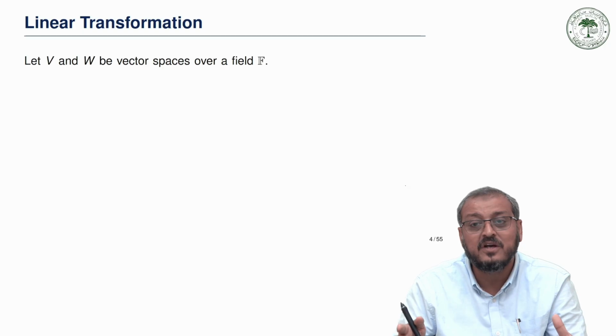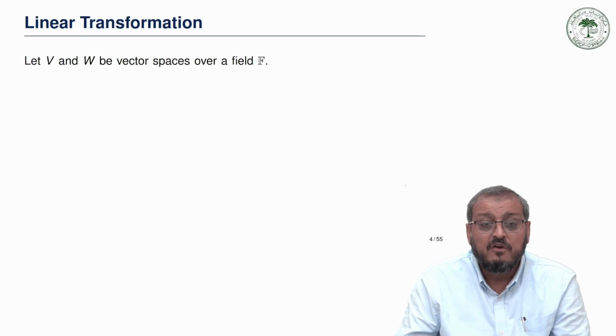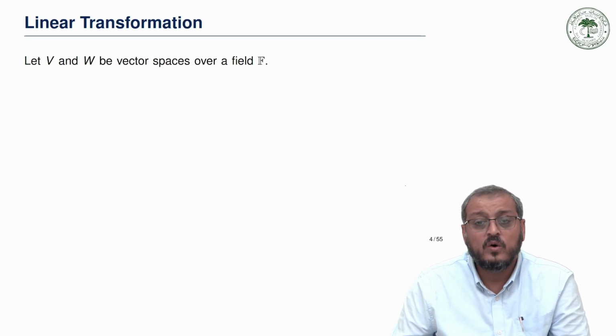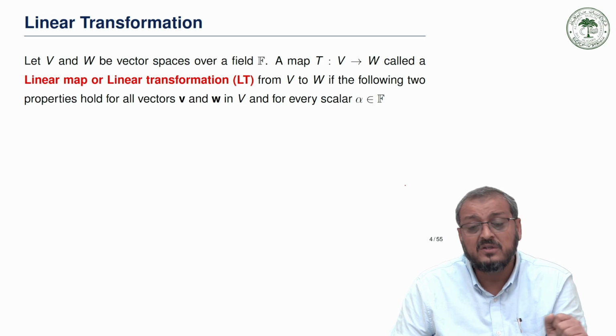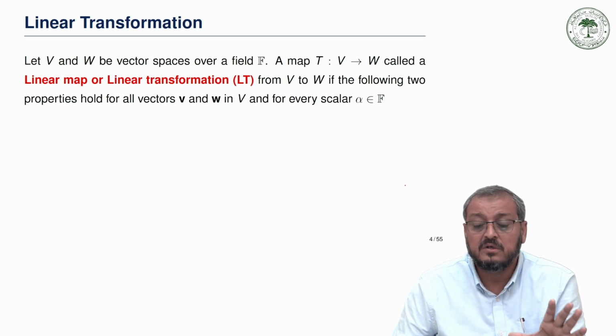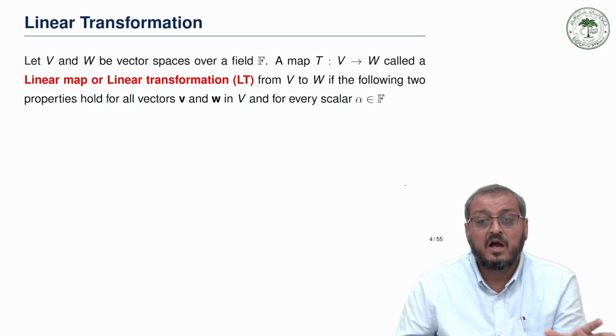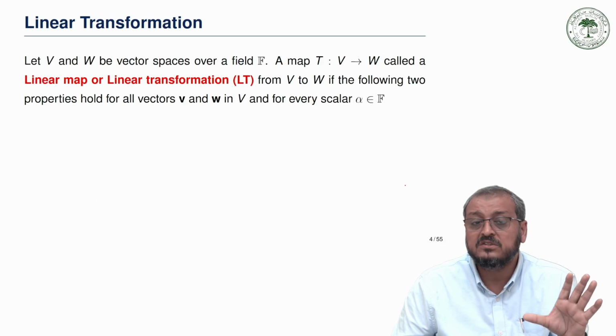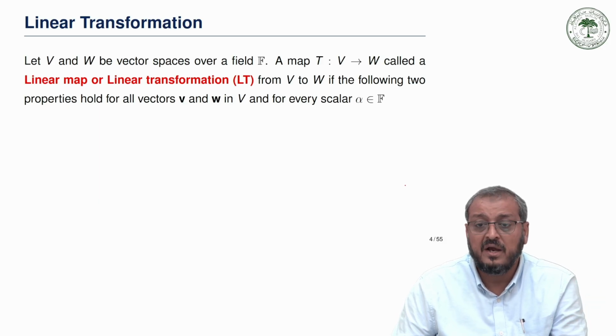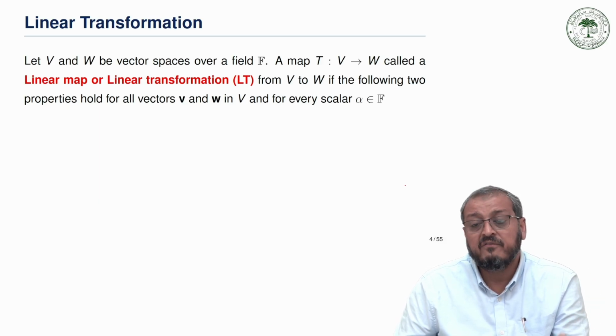So the proper definition is this: let V and W be vector spaces over the same field. That is a condition we have to assume. V and W are defined over the same field, such as the real numbers. A map T from V to W is called a linear map or linear transformation from V to W if the following two properties hold for all vectors and for every scalar.